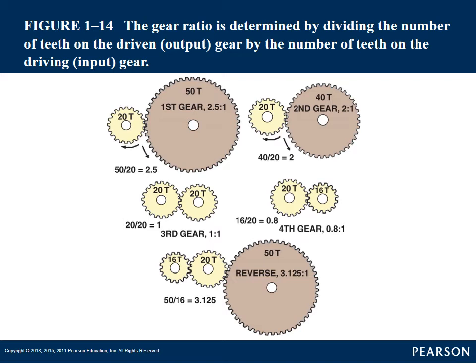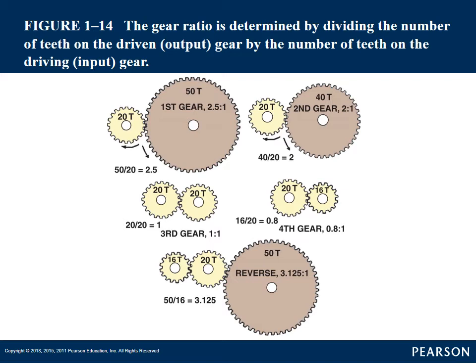We figure this one by, if you look in first gear, we have 50 teeth on the driven gear and 20 teeth on the drive gear. So if we divide 50 by 20, we get a gear ratio of 2.5. In other words, the drive gear rotates 2.5 times faster than the driven gear. So every time the drive gear rotates once, and that's the 1 in our ratio, the driven gear rotates 2.5 times. That's our 2.5 to 1 gear ratio.